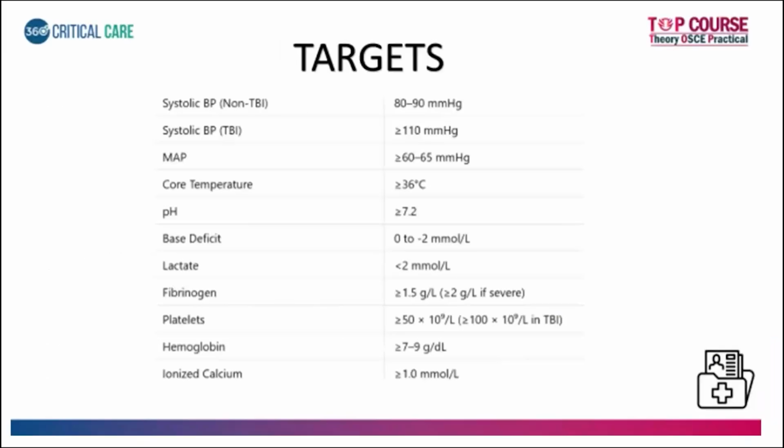So targets in TIC: systolic blood pressure in non-TBI 80 to 90, in TBI more than or equal to 110, MAP roughly 60 to 65. Maintain temperature and pH, and reduce the base deficit. Base deficit you can't directly look into, but the target is between 0 and -2. Fibrinogen, maintain it at more than 1.2 grams per liter, or 1.5 is the best. Try to optimize the platelet count up to 1 lakh. And for the hemoglobin target, more than 7 grams is more than enough, though it depends on the associated comorbidities.